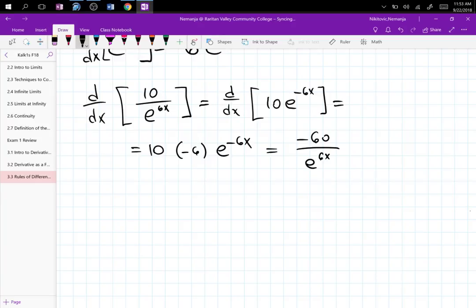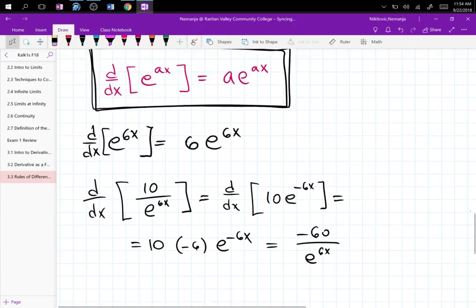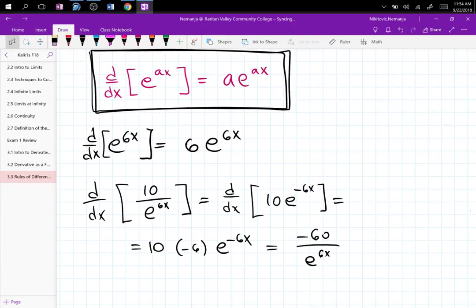So rewrite, and then we do the derivative using the rule. The rule says you have your a, which in our case is negative 6. You drop that negative 6 in front, and then you copy. Control C, Control V, right? So you copy the same thing. So that's exactly what I did.